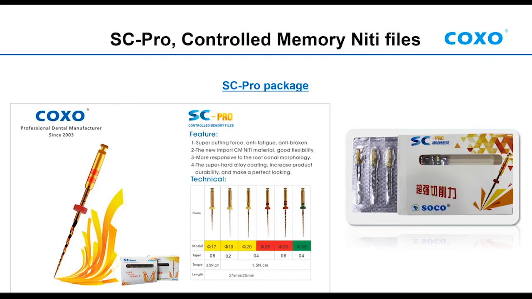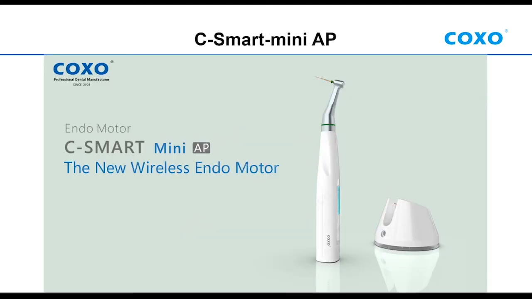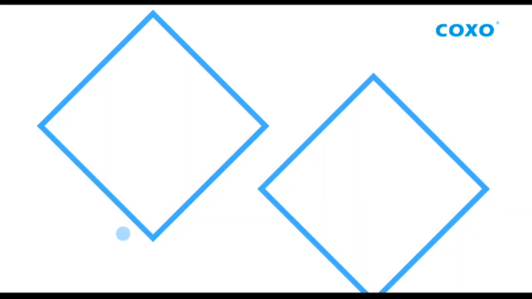Let me use our SC Pro endophyte to make a sample and teach you how to use this endophyte. First, sometimes the problem is not only with the endophyte, sometimes it's a problem with the endomotor. So you need to choose a good company and a good motor, one that can control the speed and the torque exactly. You can use our COXO endophyte and our COXO endomotor together, then it will be much safer.